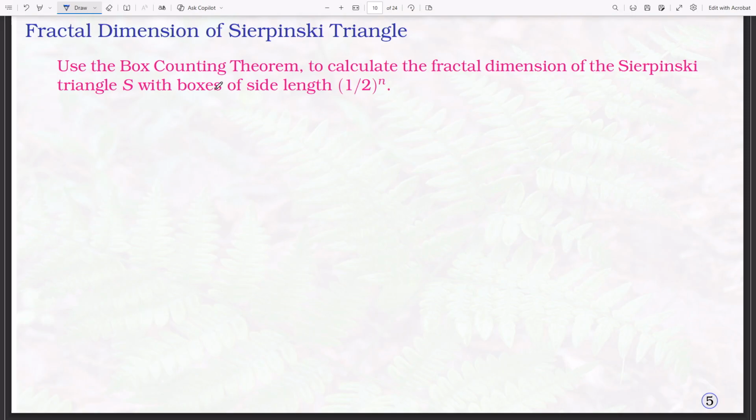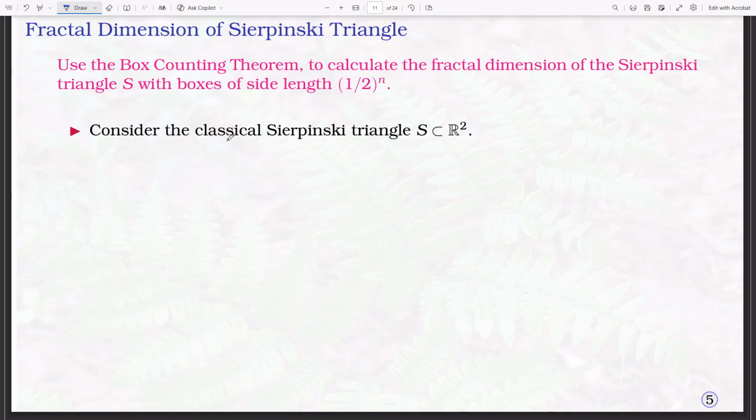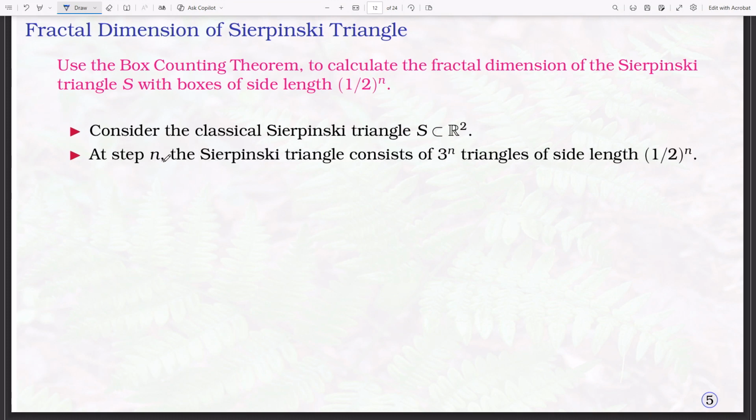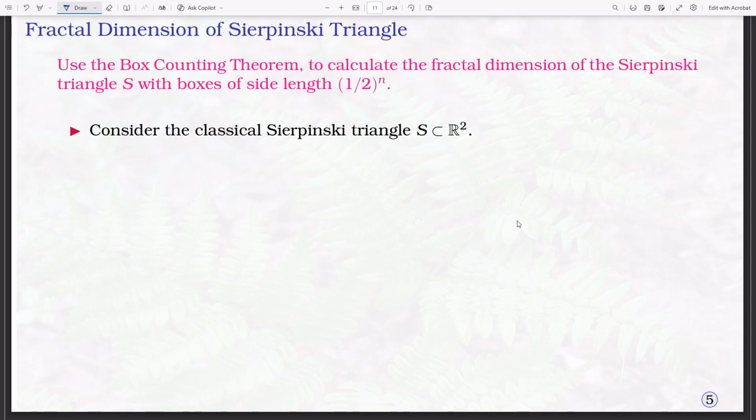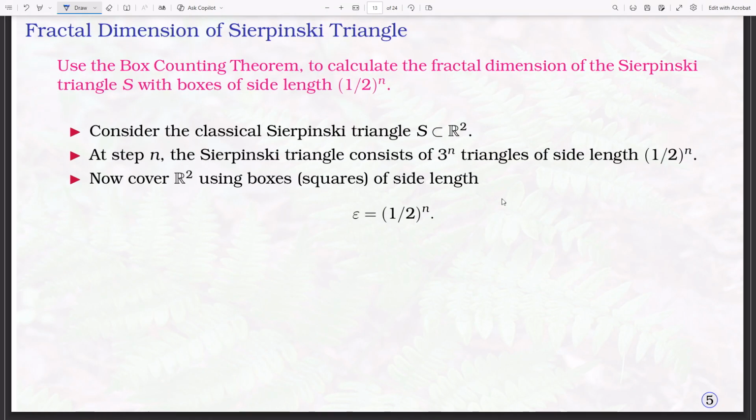Use the same box counting theorem to calculate the fractal dimension of the Sierpinski triangle with the box side length 1 by 2 power n. Now, consider the classical Sierpinski triangle S in R power 2. At each step n, the Sierpinski triangle consists of 3 power n triangles of side length 1 by 2 power n. How is it? In the Sierpinski gasket or triangle, we started with the triangle of side length 1.